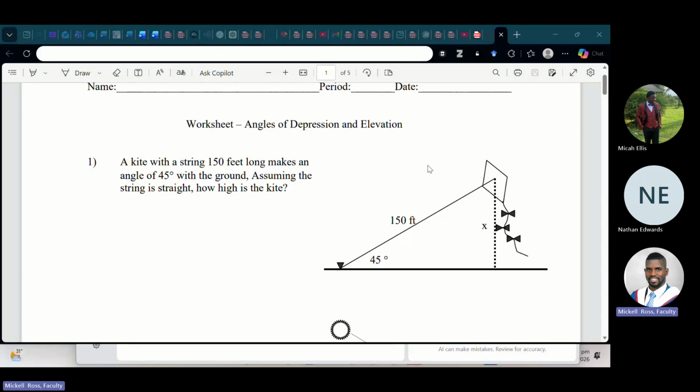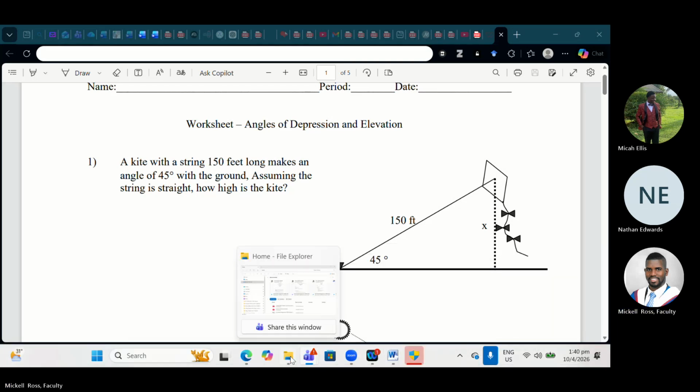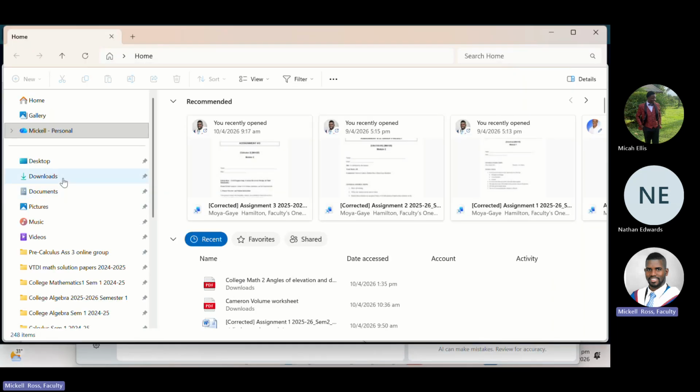So you notice, let me just bring it on screen, see if I can. No, it's not up. Let me just bring it up on screen so you can see it.